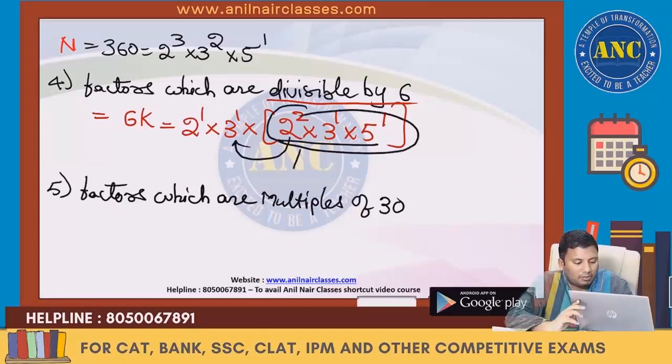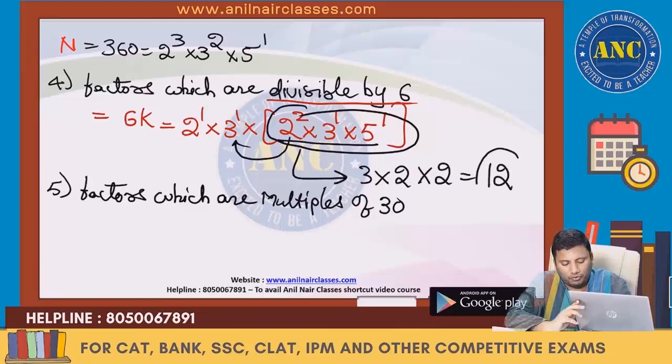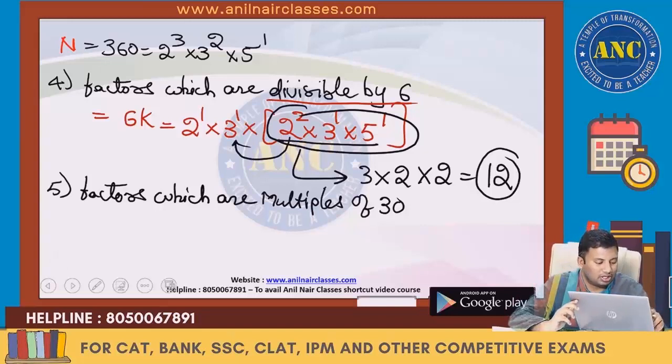So, what will be the factors of this number? 0 to 2, 3 cases. 0 to 1, 2 cases. 0 to 1, 2 cases. 4 3s are 12.